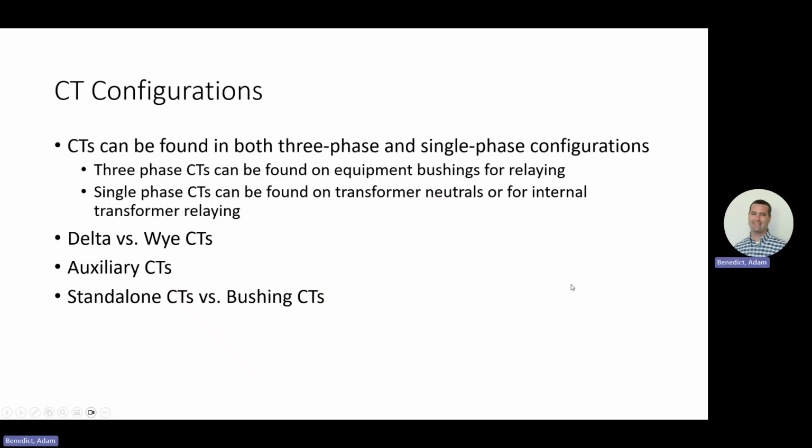It's allowed. CT configurations can be found in 3-phase and single-phase configurations. 3-phase CTs can be found on equipment bushings for relaying. Single phase generally found on transformer neutrals or internal transformer relaying. It could be like a tertiary you're trying to monitor. That's an example that would be 3-phase too.